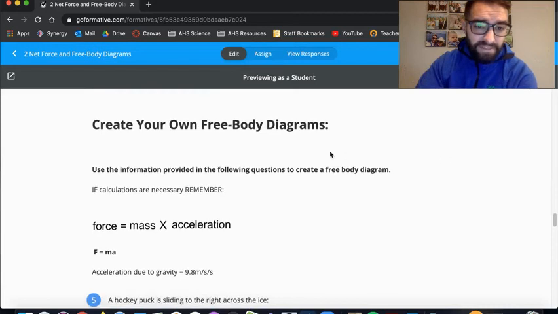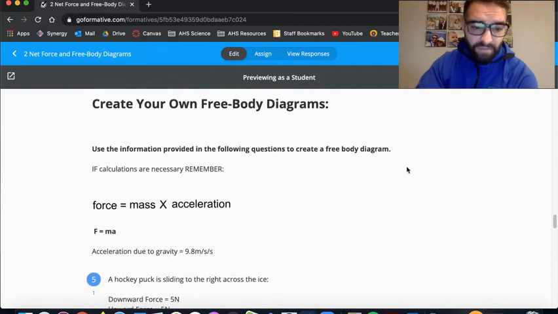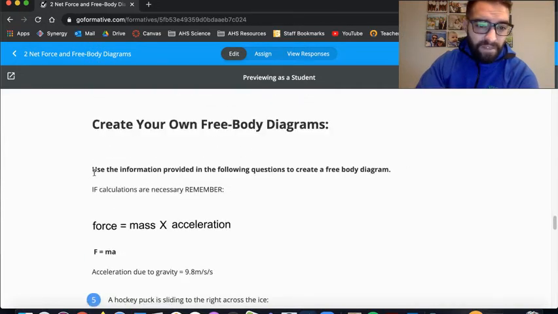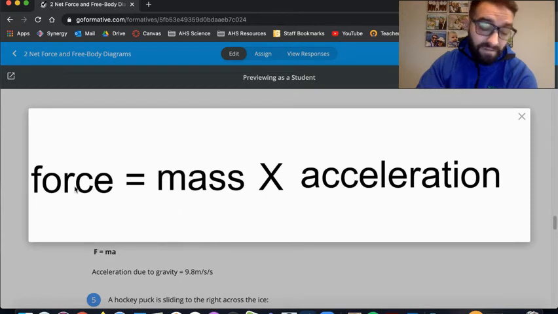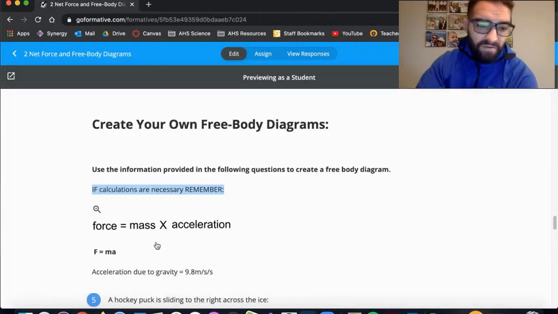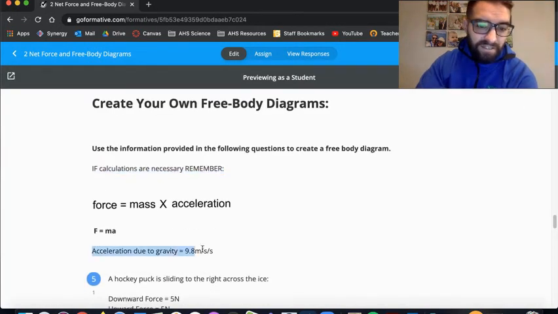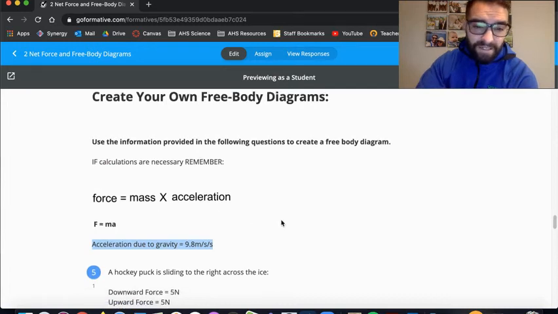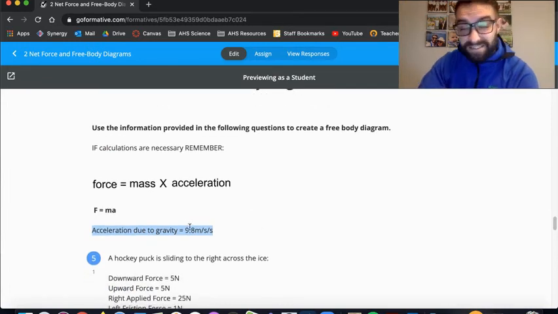Then I want you to practice your own free body diagrams. We touched on this a little bit already, just doing a couple more. If calculations are necessary, then I want you to remember these pieces of information. One, this is probably the most important: force equals mass times acceleration. We also touched on the acceleration due to gravity. Unless it says it's in outer space or something, this is always going to be true: there's a downward force of gravity at 9.8 acceleration.